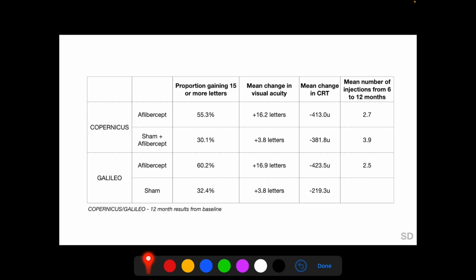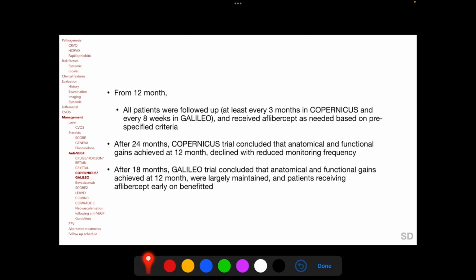thus implying again that early initiation of treatment of macular edema in CRVO is imperative. From 12 months onwards, all patients in both the trials were followed up and received aflibercept as needed based on pre-specified criteria. And the Copernicus trial, which was concluded after 24 months, found that anatomical and functional gains which were achieved at the end of the initial 12 months declined with reduced monitoring frequency.